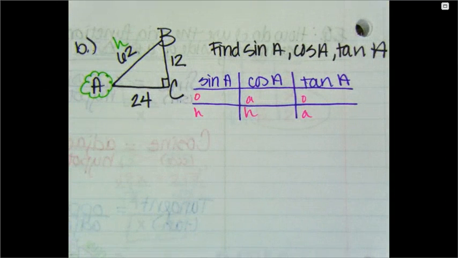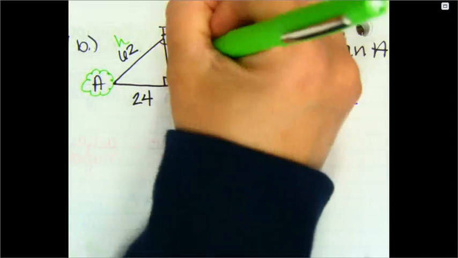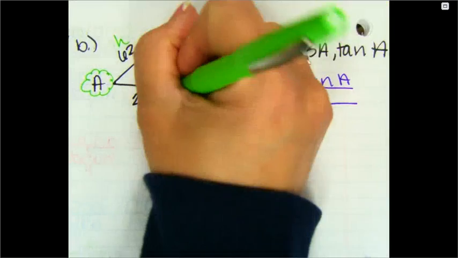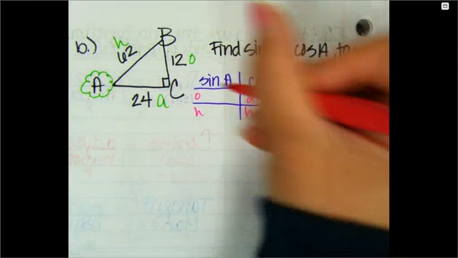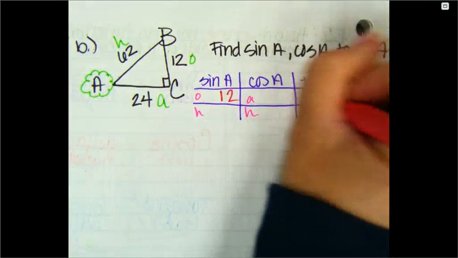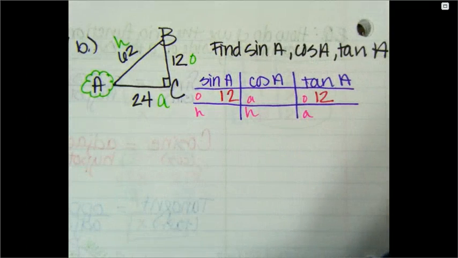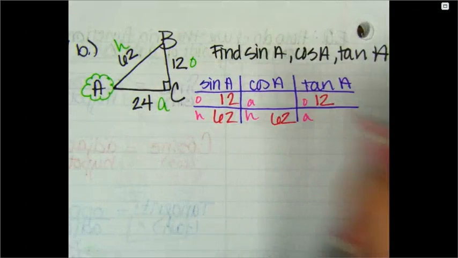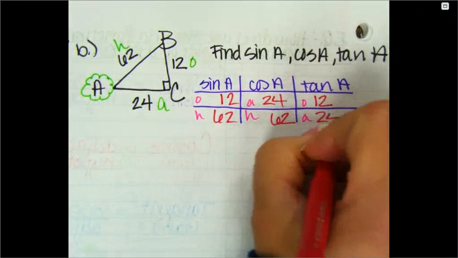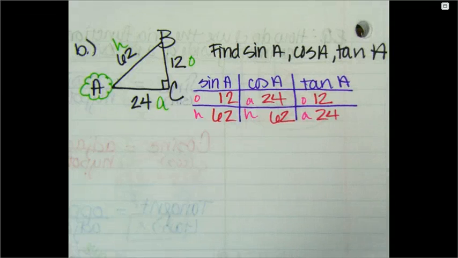Okay, opposite of A is what? 12. Adjacent of A? 24. Who has it labeled correctly? Good. If you can do that, we can solve this problem. Okay, opposite is what again? 12. So plug it in. Hypotenuse is what? So plug that in. Adjacent is what? 24. Good. Alright, let's go find our answers. Ready?